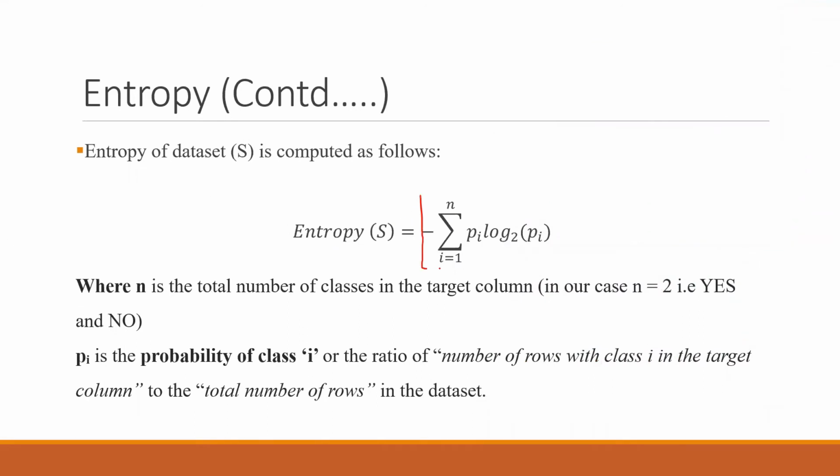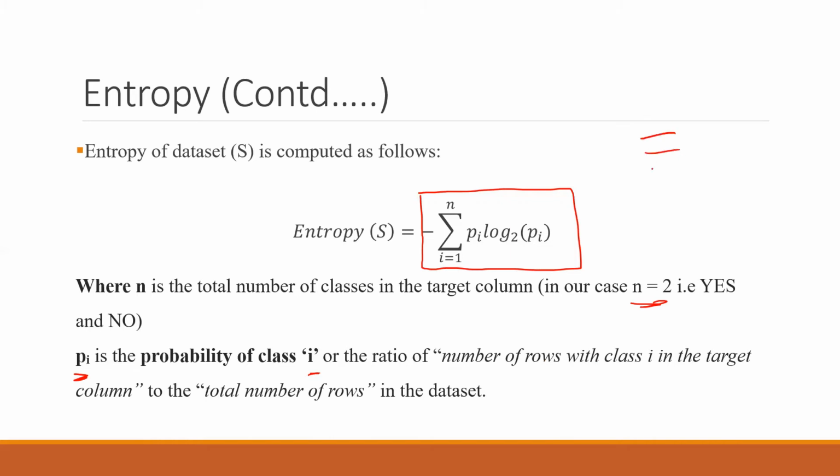Minus of pi log 2 pi, and summation for all the values from i equal to 1 to n, where n is the total number of classes in the target column. So in case n is equal to 2, meaning yes or no, you have to see what the count is. Based on that, you have to solve for this thing. The probability of class i is the ratio of the number of rows with class i in the target column divided by the total number of rows.